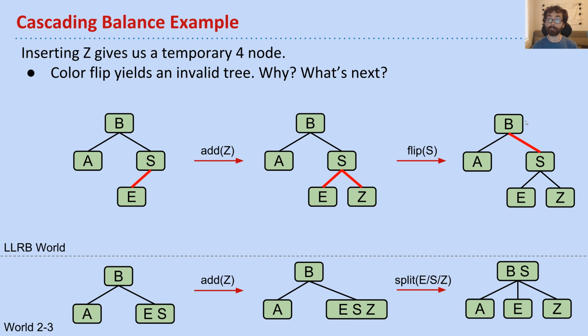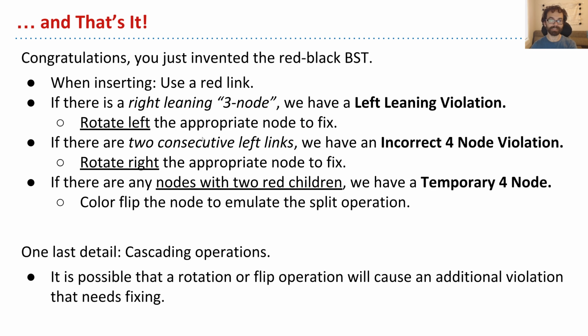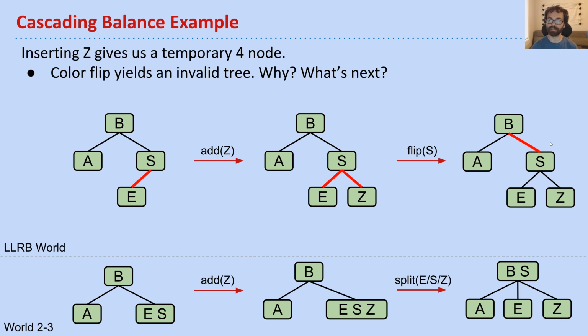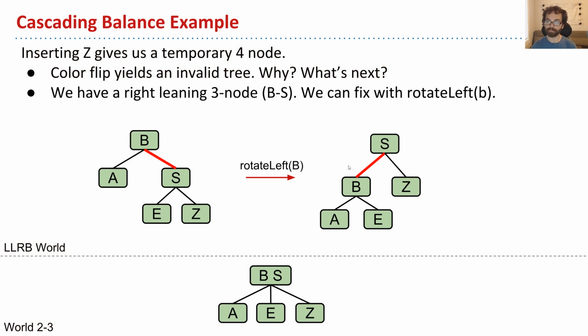So whenever we have a bad right link, when we have a right-leaning red link, that's here, we have a left-leaning violation. We should be left-leaning, but we're right. So we're going to rotate left the appropriate node to fix. So who do we rotate to the left? Well, it turns out it's B. So I rotate B to the left. We think of B and S as temporarily merging, and then B gets shot down and to the left.